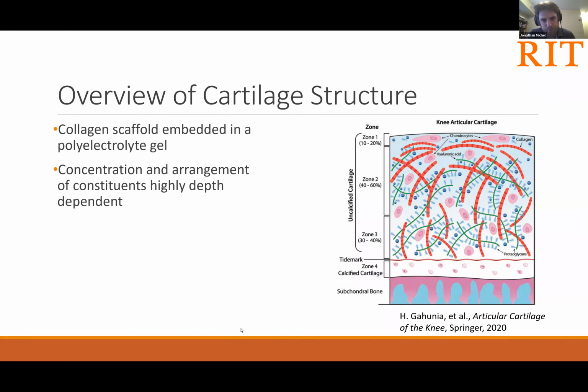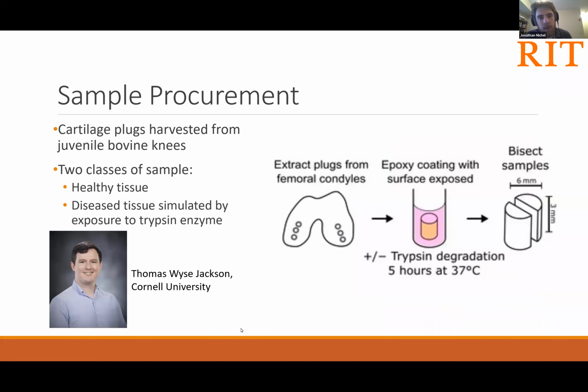So those are kind of the main players in the first narrative that I'll be relating to you today. How do we actually get our hands on one of these samples so that we can start to have something to say about its mechanics? Well, for this, Jonathan, please.